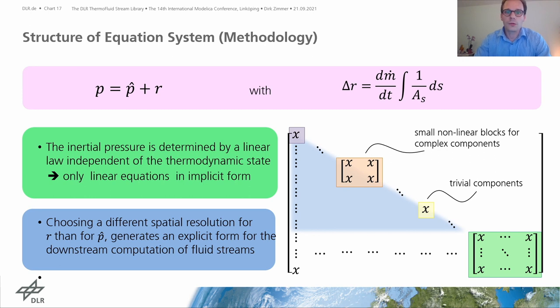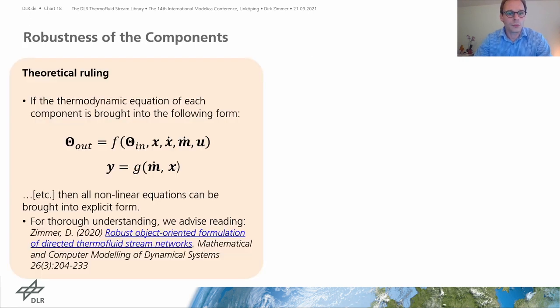In order to achieve this very favorable form, you have to rigorously implement it at each single component, and we hence developed a normal form where you describe the thermodynamic outlet state as a function f of the thermodynamic inlet state, the internal state x, its derivative, the mass flow rate, and the potential inputs u. If you adhere to that, you're guaranteed to avoid the nonlinear equations altogether. I recommend you study the citation below. It provides very valuable background information.